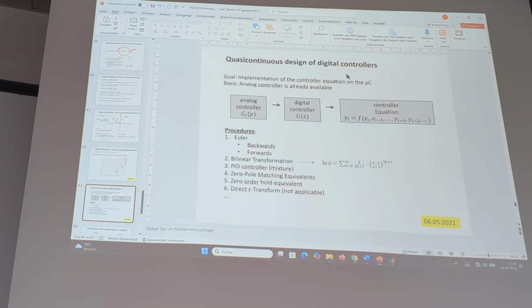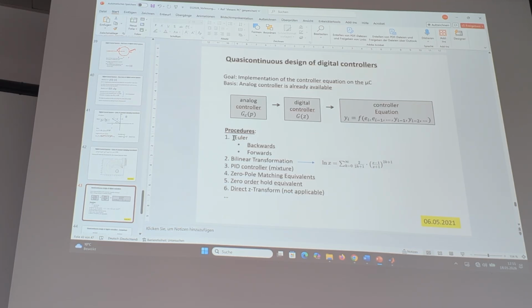Let's come actually to the last chapter of these lectures, and I hope we still have some time to have a look at an example exam, so that you see the structure and how it looks like, especially concerning the digital control part. So the last chapter is actually about quasi-continuous design of digital controllers, and the way to calculate the formulas in the z domain for the controller.